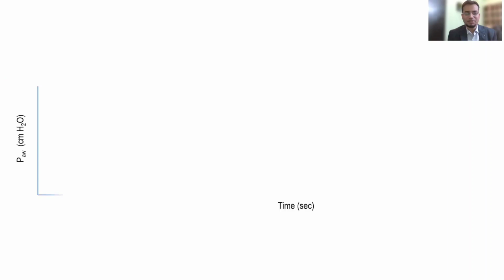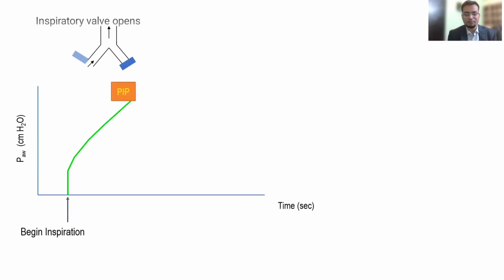Here we will study a pressure time graph during a ventilator breath or mechanical breath of volume control mode. Airway pressure is plotted on the y-axis against time in seconds on the x-axis. Inspiration begins with the inspiratory valve opening. As the inspiration continues and gas fills up the airway and alveoli, there will be a rapid rise of airway pressure, which will reach the maximum value. The highest pressure during the inspiratory cycle of a breath is called PIP or peak inspiratory pressure or PP.